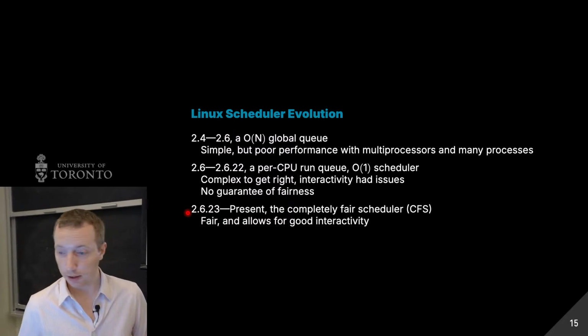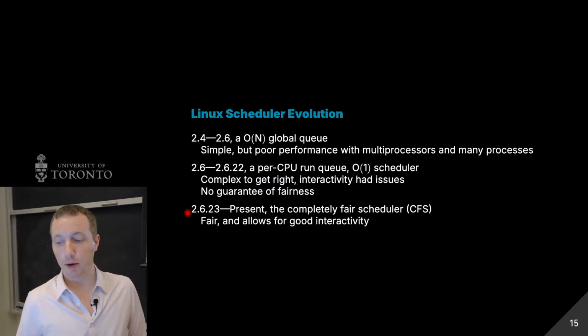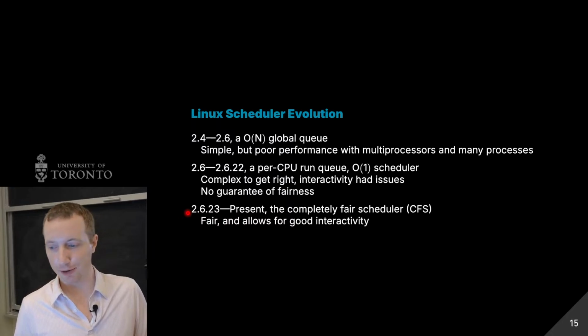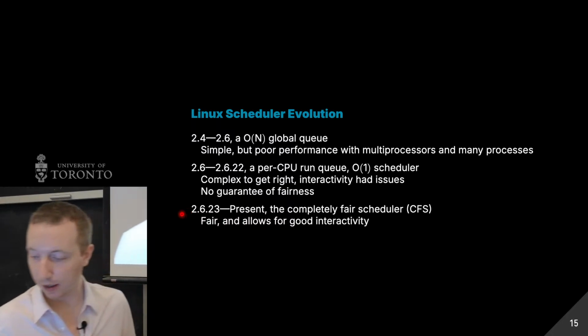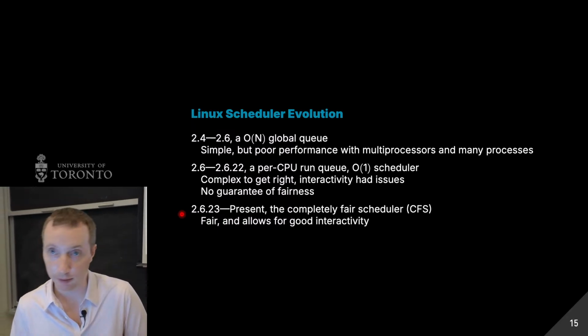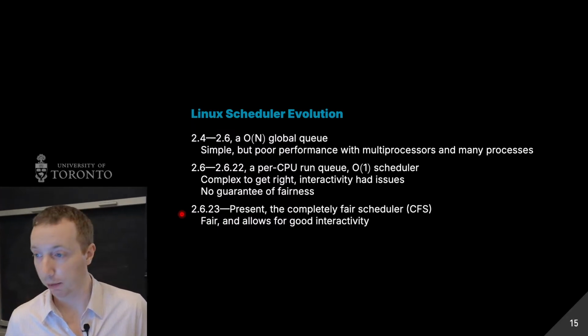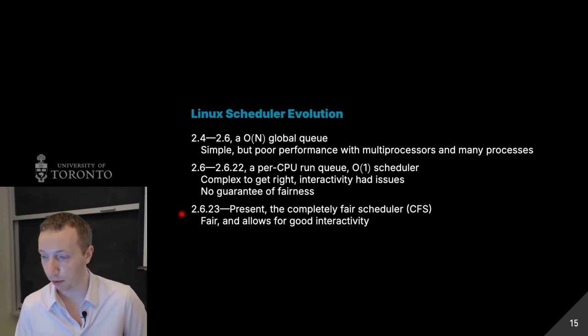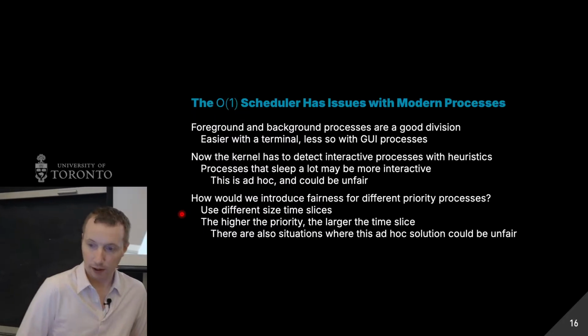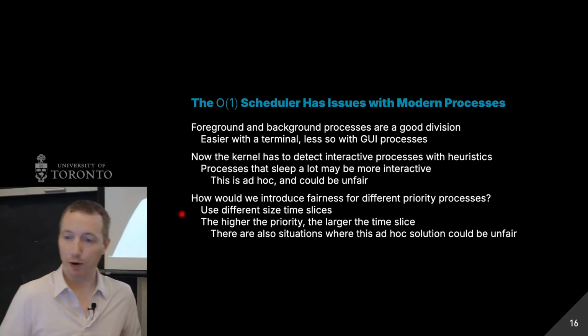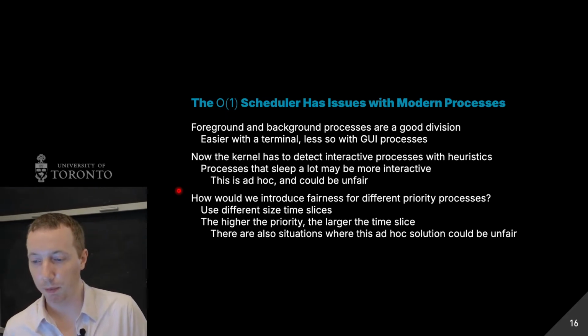The current scheduling algorithm is something called the Completely Fair Scheduler. So the idea behind this is it's supposed to be fair and allow for good interactivity, and that seems to be the best thing we currently have. That seems to work pretty all right. So how does that work? Oh, first, I have to talk about the O(1) scheduler having issues with modern processes.